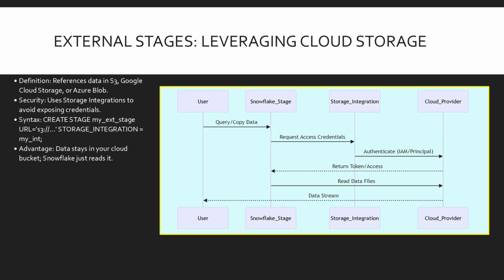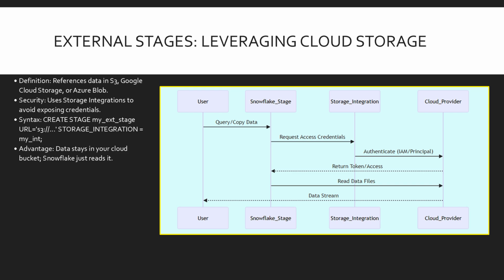For production data lakes, you will likely use external stages. These point to storage you manage in AWS S3, Google Cloud, or Azure. The critical component here is the storage integration. Instead of hard-coding sensitive access keys into your scripts, you create a storage integration object that authorizes Snowflake to access your cloud bucket via IAM roles. When you run create stage, you reference this integration and the URL. This is secure, scalable, and lets you manage the data lifecycle entirely outside of Snowflake if needed.